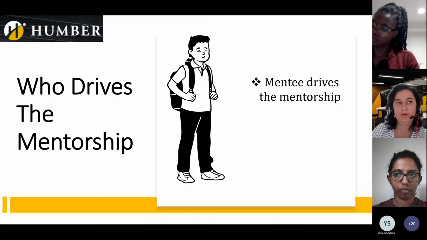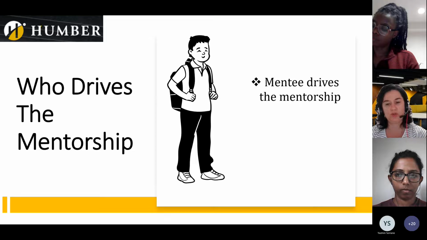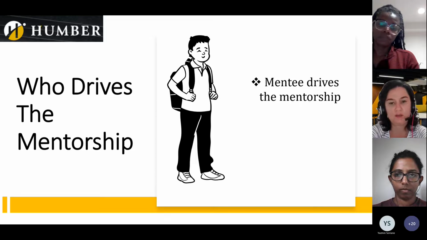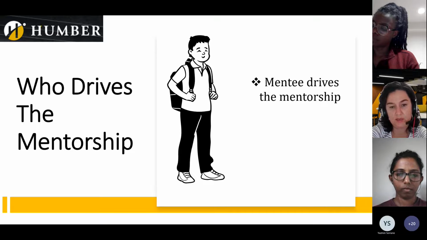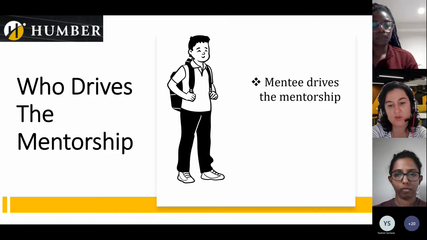They know pretty much what the mentee has to do in order to progress in their career. However, that's not entirely true. It is the mentee who drives the mentorship. It is the mentee that sets the relationship goals and communicates to their mentor the problems that they want to solve.